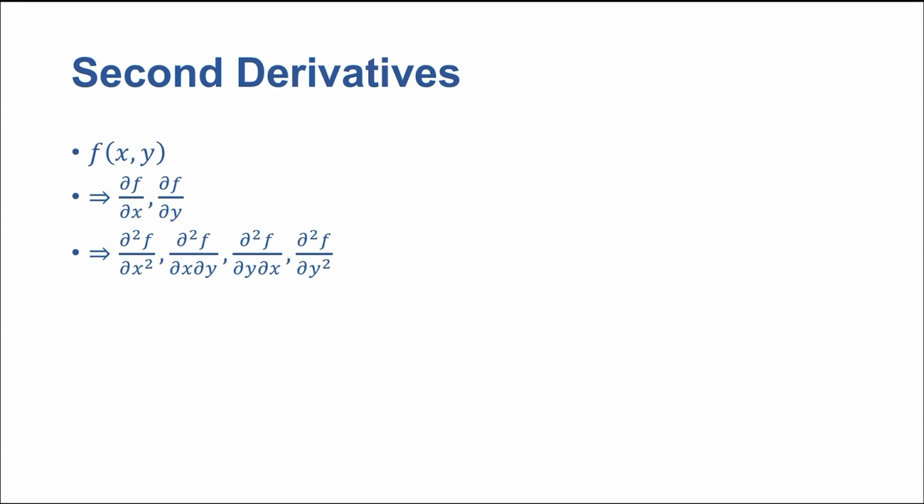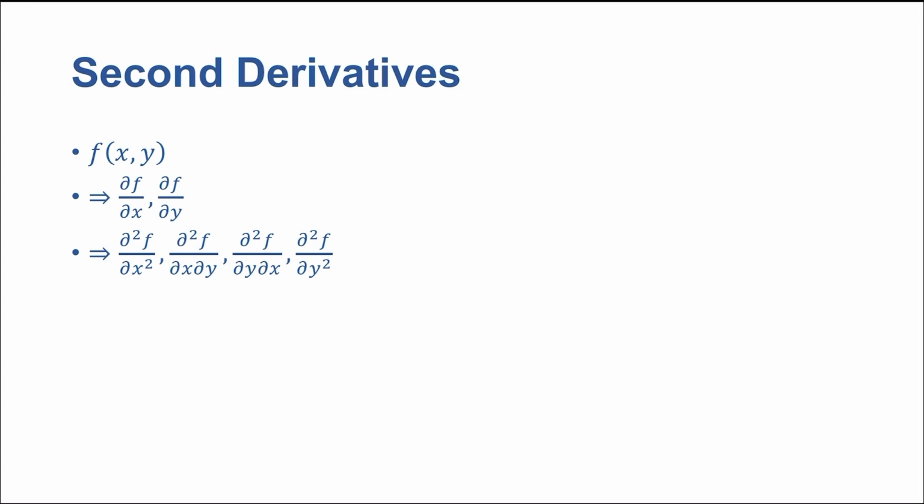I can take the partial derivative with respect to x of the partial derivative of f with respect to x, or I can take the derivative of the partial derivative with respect to x with respect to y, or I could take the partial derivative of the y derivative with respect to x, or I can take the partial derivative of the y derivative with respect to y. So I have multiple different options of how I can take derivatives.